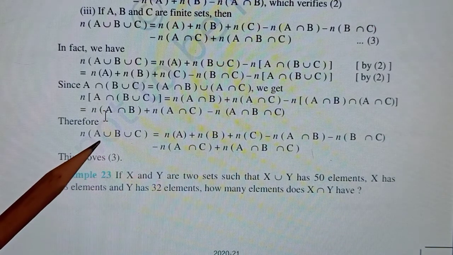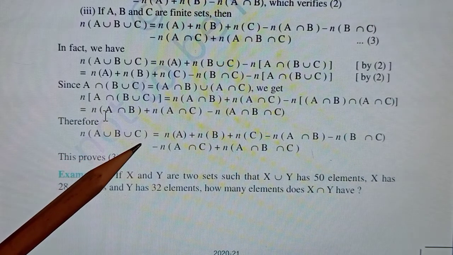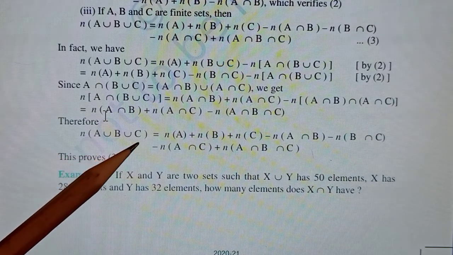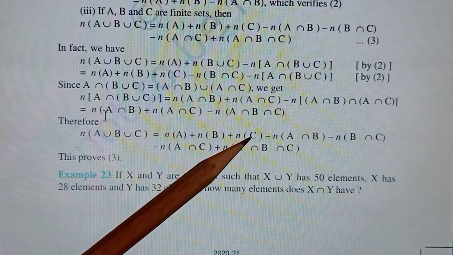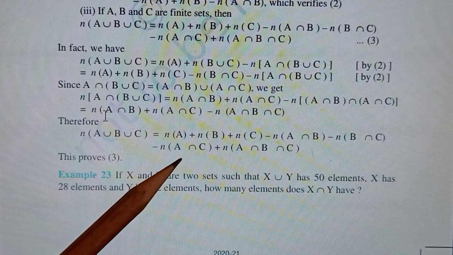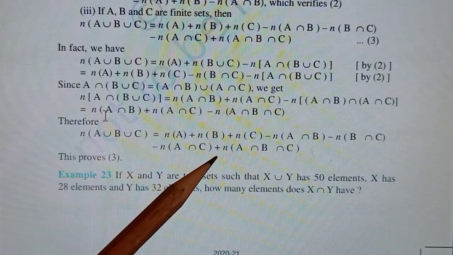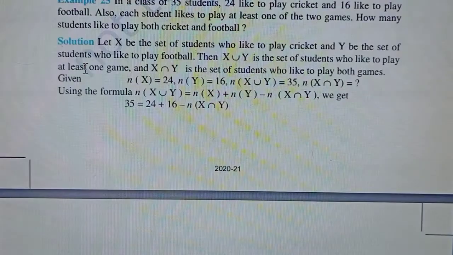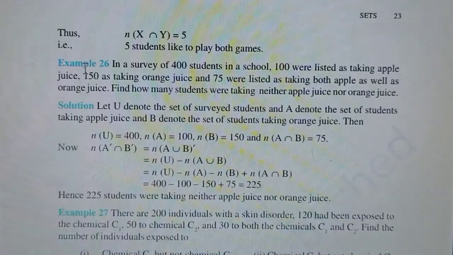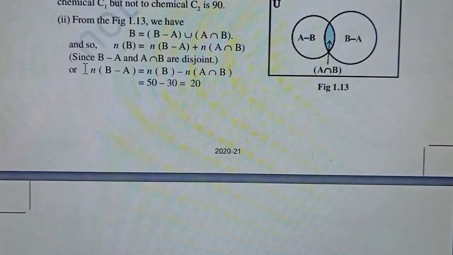If you understand logically, well and good, otherwise learn the formula. So the cardinal number of the union of 3 sets is their cardinal numbers individually added, then subtracting the intersections of 2 sets at a time, and then adding the intersection of all 3 sets. Now you have a number of solved examples here, children, which you will go through on your own. And if you still do not follow what they have done here, let me know. I will explain that particular example to you.